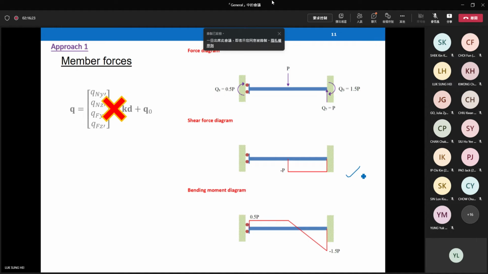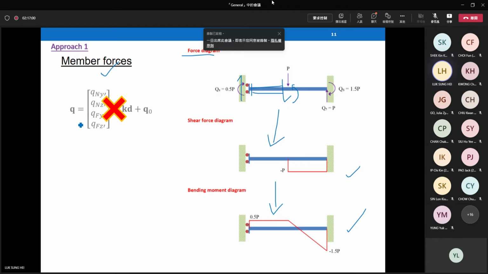Something like this. From the reaction diagram, or you may call this force diagram, obtained using Sievers method, and then if you know this force diagram, you can immediately draw the shear and moment diagrams using the graphical method. In the textbook, they give you equations to calculate the member end force. Member end force means the force at the end of each member.